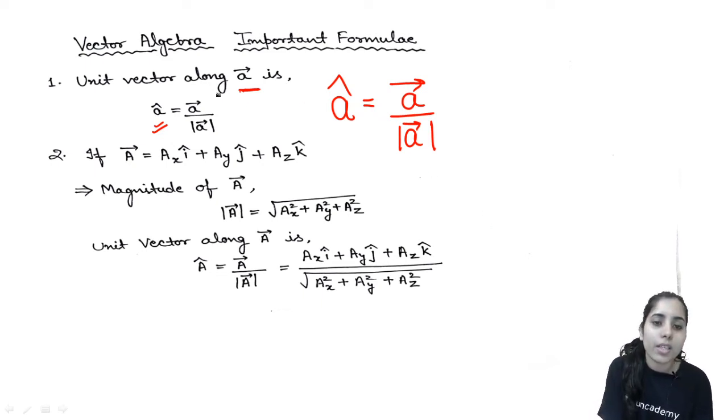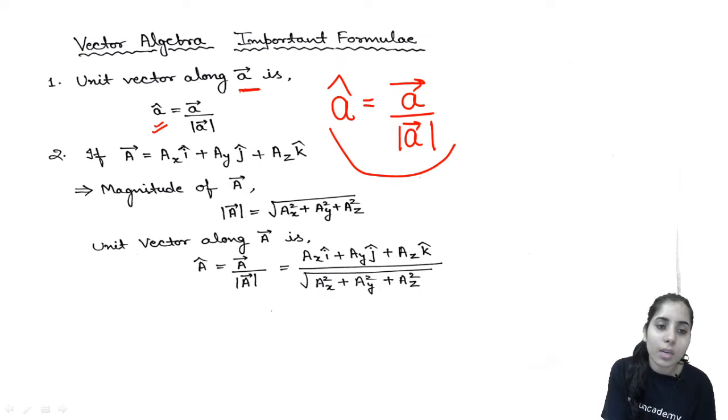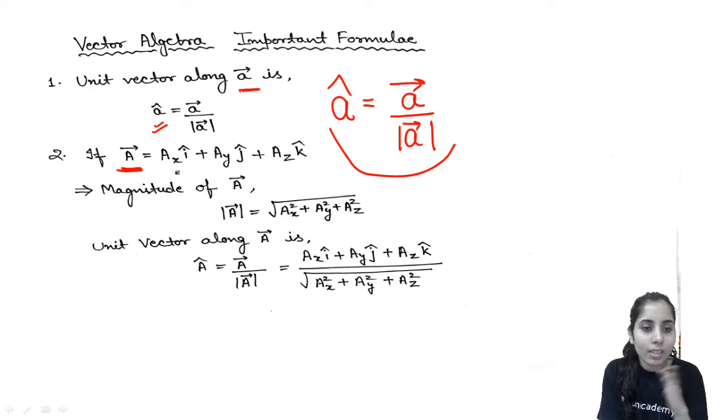Clear? So that's the formula for finding the unit vector for any given vector. After that, how do we find the magnitude, guys? Anytime you have a given vector in this form, Ax i cap plus Ay j cap plus Az k cap, and you want to find the magnitude of vector A, then you can simply write the magnitude in this way.